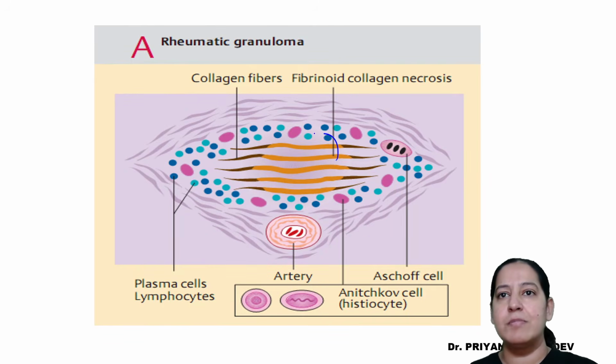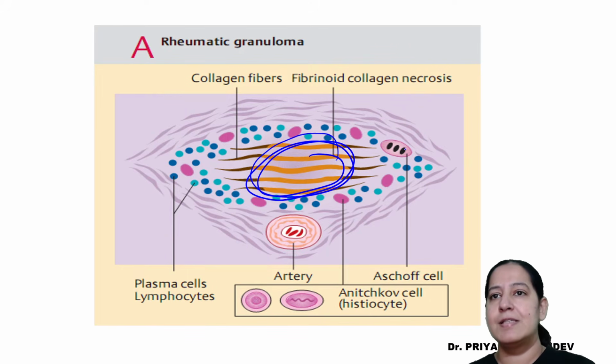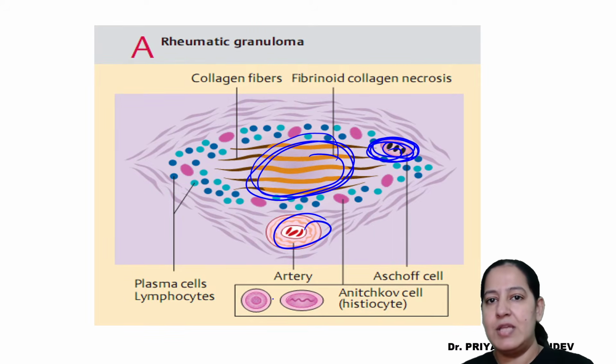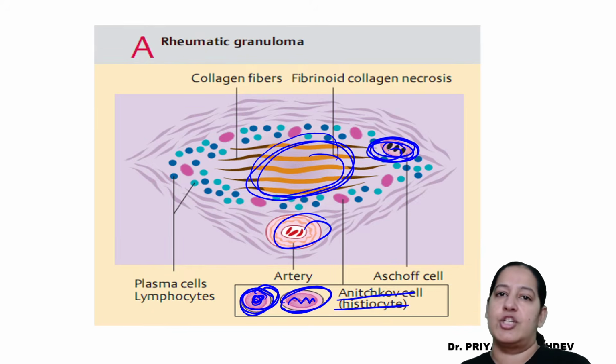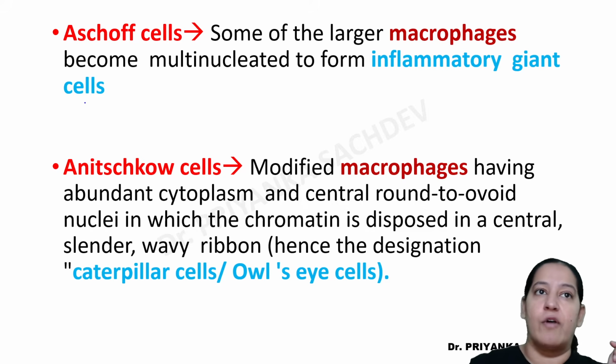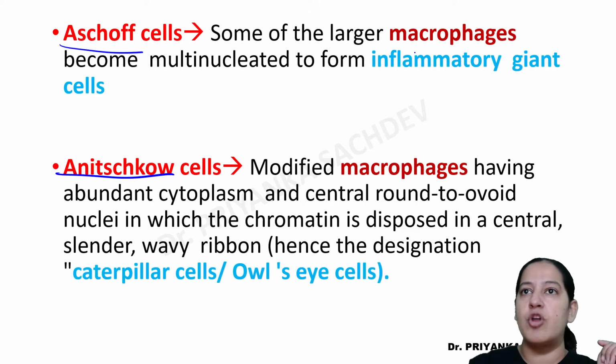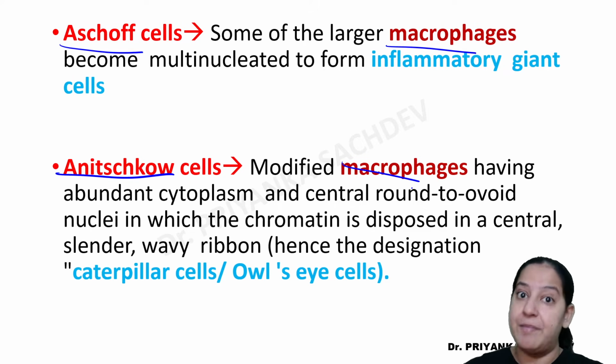So this is the diagram. Can you see in the center, this is fibrinoid necrosis. Can you see this multinucleated cell I'm marking here? It is Aschoff cell. Can you see this cell? See this cell, if you see it longitudinally and transversely. If you see it longitudinally, the nucleus is caterpillar-like. If you see it transversely, the nucleus is owl-like. So these cells are known as anti-Aschoff. So what are Aschoff and anti-Aschoff cells? Both of them are macrophages, modified macrophages.